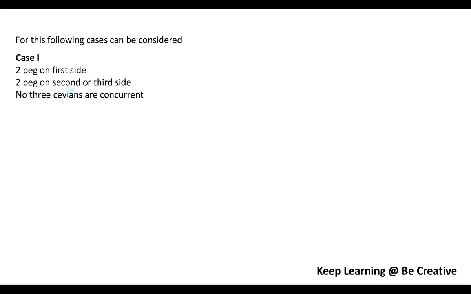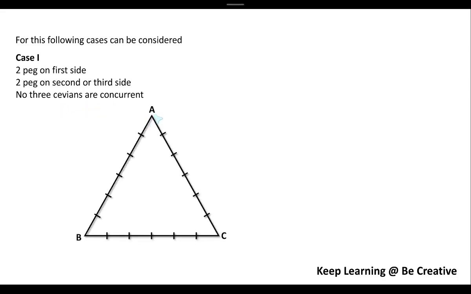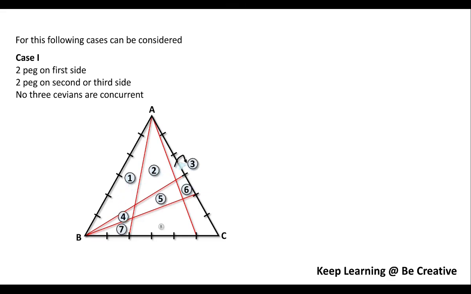For this, we will be considering the following cases. The first case will be, we will be choosing 2 pegs on the first side and 2 pegs on the third or the second side, and choosing in such a way that no 3 Cevians are concurrent. So here we have the triangle ABC. Here we have chosen these 2 pegs on the side BC and the other 2 pegs on side AC. Here you can see that the number of regions into which this triangle is divided is 1, 2, 3, 4, 5, 6, 7, 8 and 9. So yes, we can consider this case.